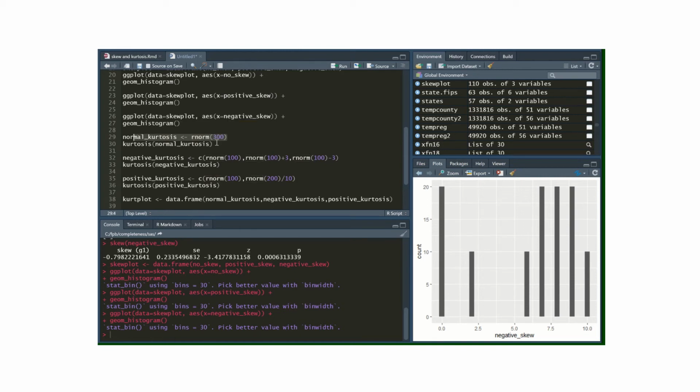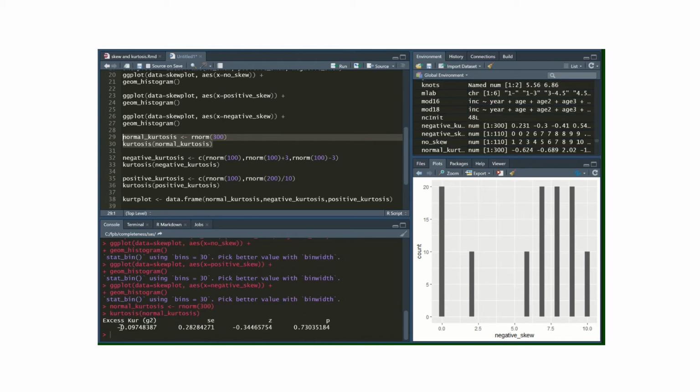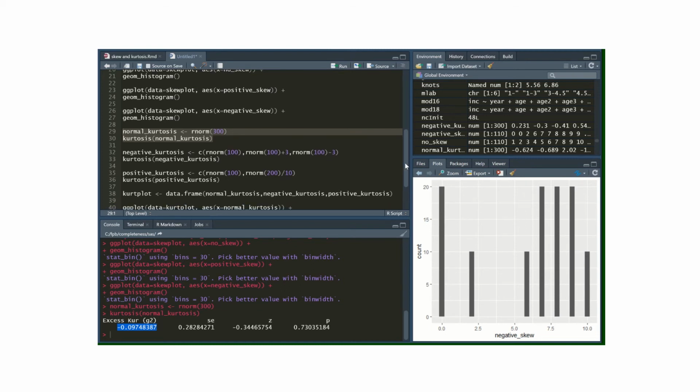Okay, so if I generate 300 such values, and then I use the kurtosis function to see what the kurtosis is for that result, we see the kurtosis is negative 0.097. So kurtosis of 0 with this function means that the data are a normal bell-shaped curve. So it's not exactly that because I generated some random data, but it's very, very close to 0. If I repeated this experiment many, many times, on the average kurtosis would be 0.